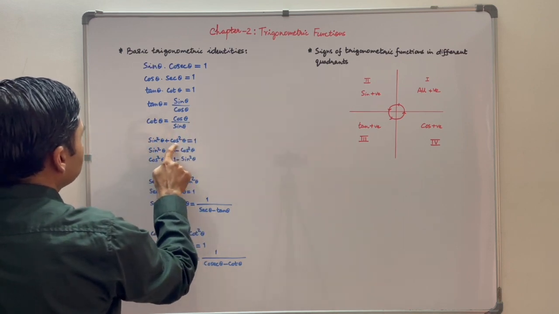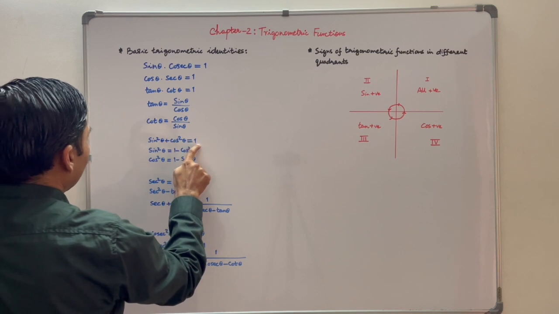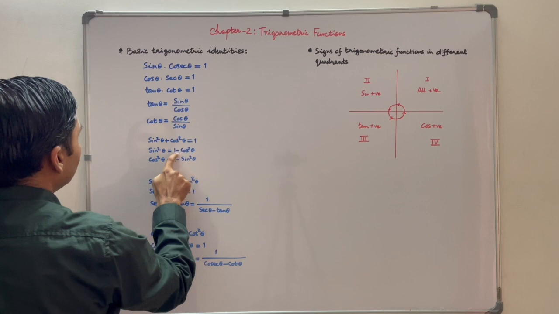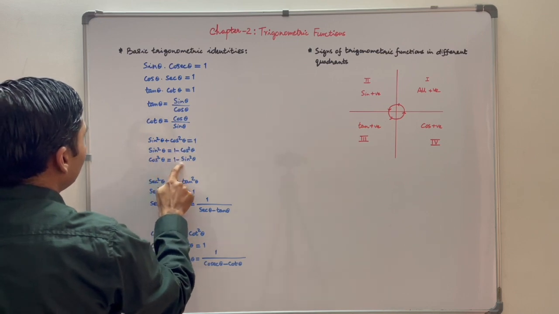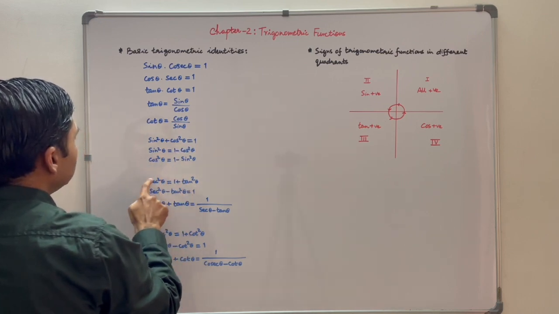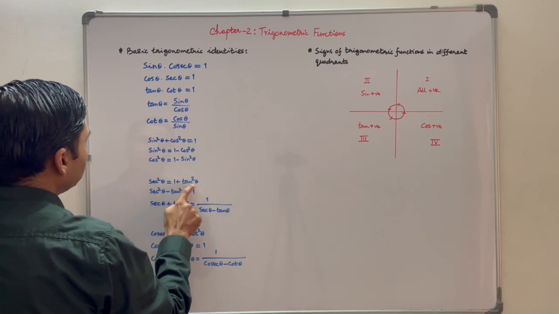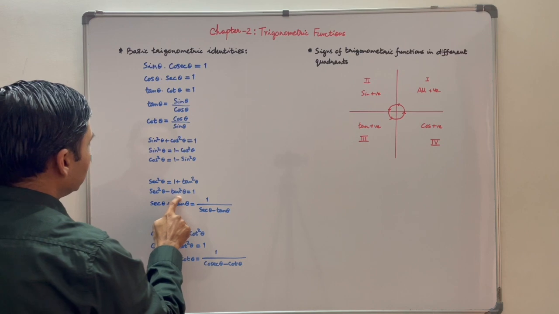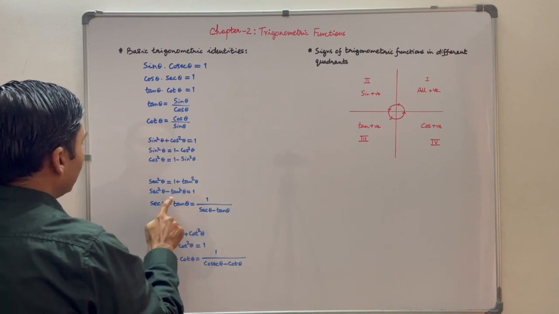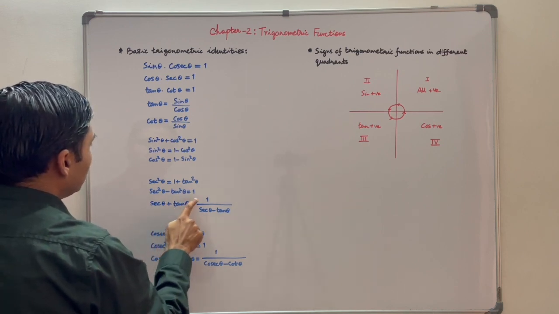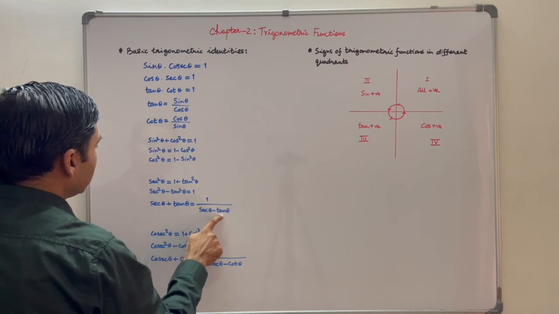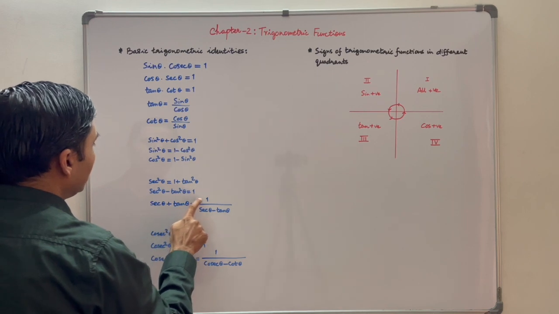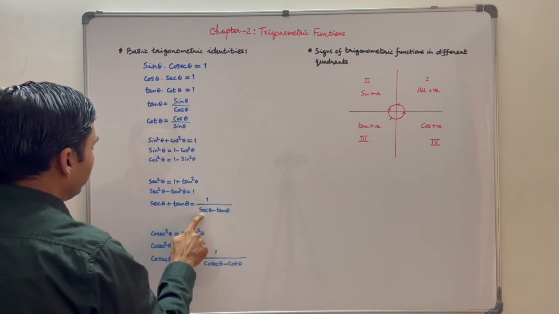Sin square theta plus cos square theta is equal to 1, or sin square theta is equal to 1 minus cos square theta, or cos square theta is equal to 1 minus sin square theta. Sec square theta is equal to 1 plus tan square theta, or sec square theta minus tan square theta is equal to 1. Sec theta plus tan theta is equal to 1 upon sec theta minus tan theta, or sec theta minus tan theta is equal to 1 upon sec theta plus tan theta.